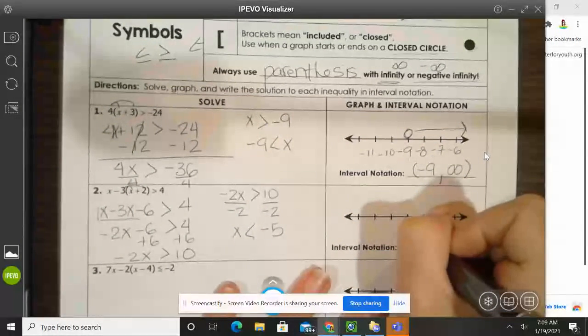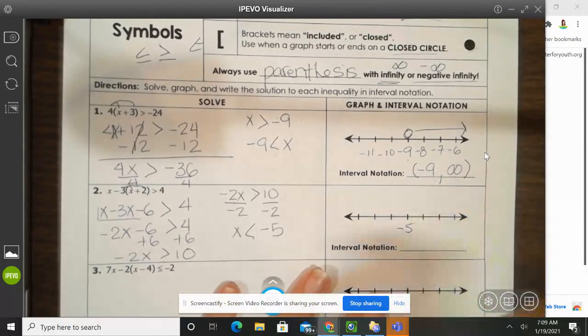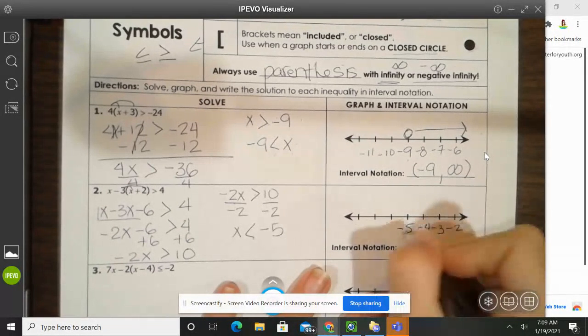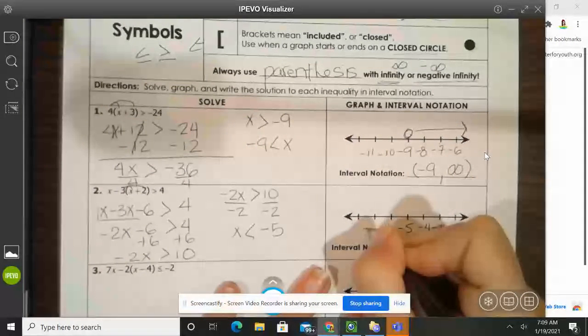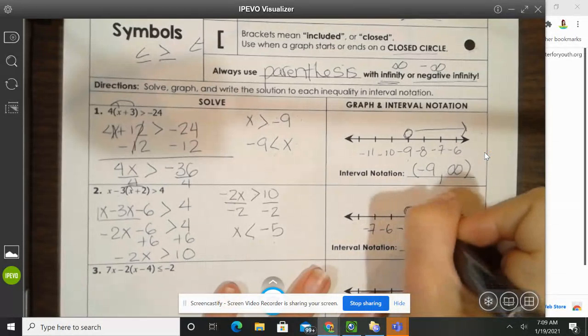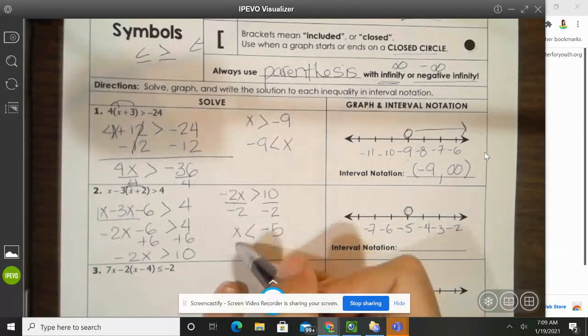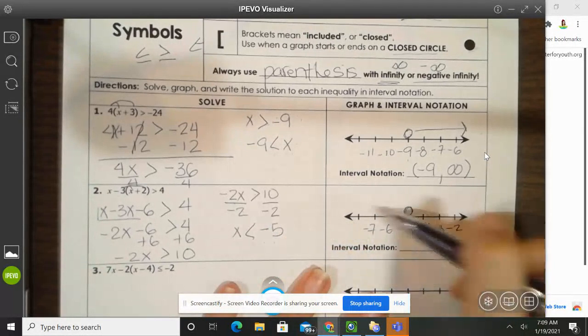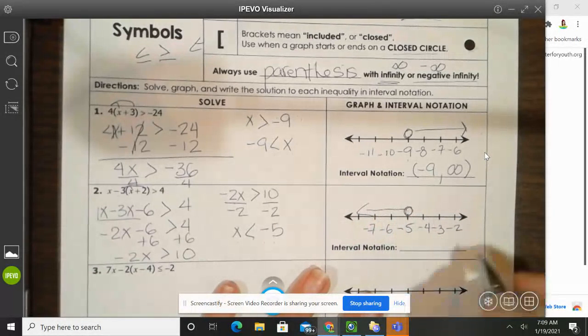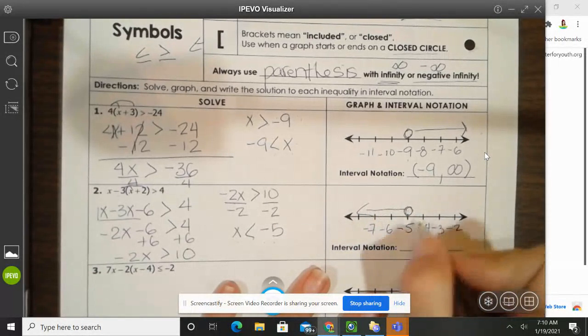So let's find -5, let's graph it. So anything to the right can be bigger, so that's -4, -3, -2, and -6, -7 to the left. And then the open circle would be on the -5. And then we're gonna go x is less than, so anything to the left side, right? And I'm done.